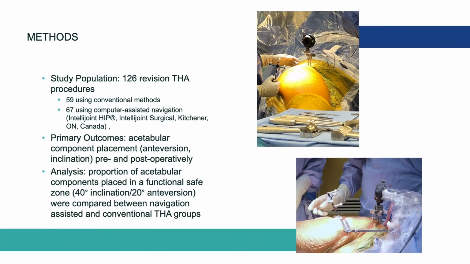The methods: these patients were 126 revision total hip arthroplasty procedures, 59 using conventional methods, and 67 using an Imagus computer-assisted navigation system. All surgeries were performed by the authors, and all are high-volume revision total hip arthroplasty surgeons. Primary outcomes were acetabular component placement, both in anteversion and inclination, and they were measured preoperatively and postoperatively. Our analysis included the proportion of acetabular components placed in the functional safe zone, and they were compared between the navigated and the conventional total hip arthroplasty revision groups.